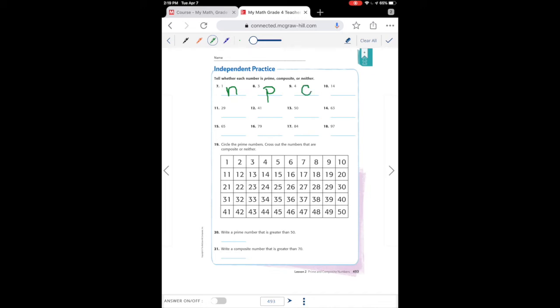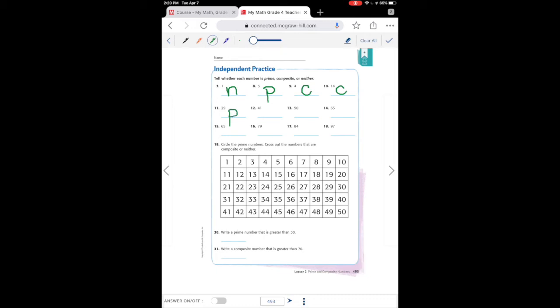Number 10, 14. The factors of 14 are 1, 14, 2, and 7. Since it's more than 2 factors, it's automatically a composite number. Number 11, 29. The only numbers that are factors of 29 are 1 and 29. There are no other numbers that I can divide 29 evenly by and get a whole number without a remainder. And there are no other numbers that work together to multiply and get exactly 29. So since it's only 1 and 29, there are only 2 factors, which means it is prime.